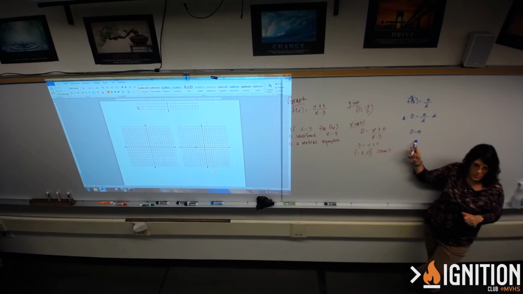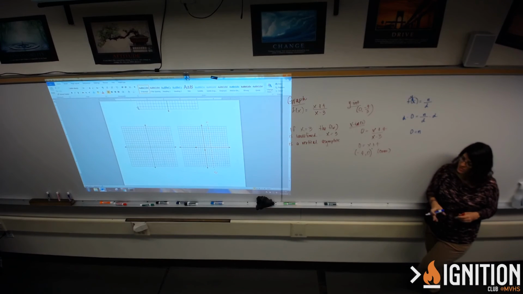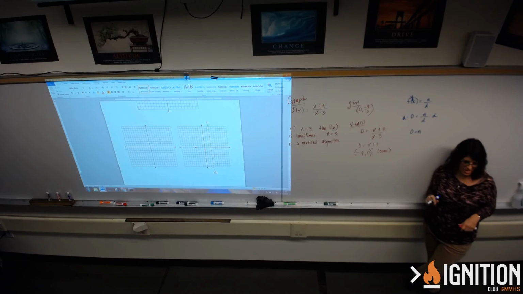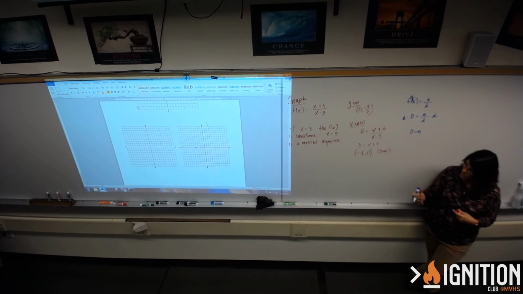Anyway, so if you want to find the x-intercepts, make the numerator 0. Always works. You're going to memorize it. You don't need to. Think about it conceptually. What's the graph look like?